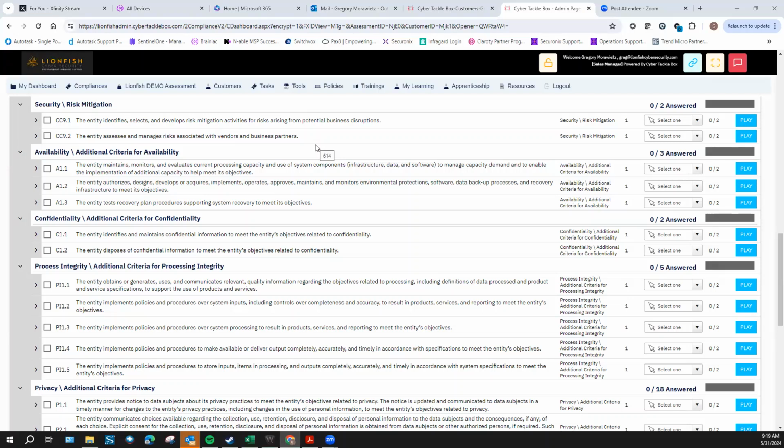The entity tests recovery plan procedures supporting system recovery to meet its objectives. I would do this every month, actually. I would run a backup restore every month, so that you just back up your data and then have somebody choose at random a file that you know is being backed up, and then restore it, and then put that evidence of that restore into the platform. And whenever someone comes by to look at your environment, they see that you are restoring your data on a regular basis. At the worst case scenario, I would do it every quarter. I wouldn't do it every year. I wouldn't do it every 6 months. I would do it every quarter at the minimum.